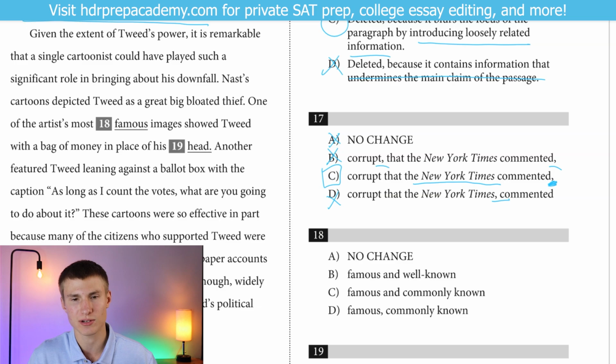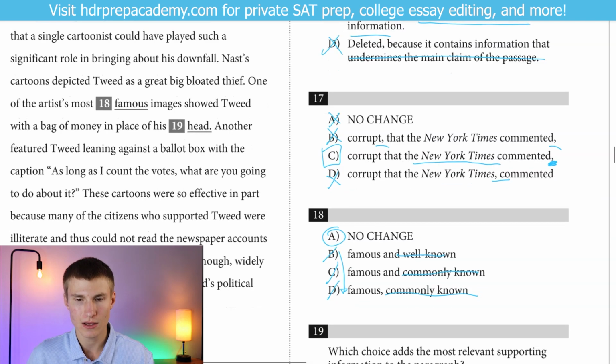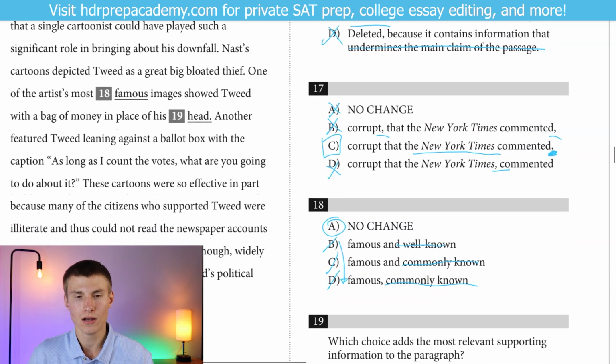"Nast's cartoons depicted Tweed as a big, bloated thief. One of the artist's most famous images," I see that my answer there has to be A, because if we look at B through D, they're all "famously and commonly known" or "well known." That's all redundant. Famous means well known. It means commonly known. We want to avoid repetition and redundancy on the SAT writing section as much as we can. Therefore, our answer there has to be A. All right, let's go ahead and keep reading.